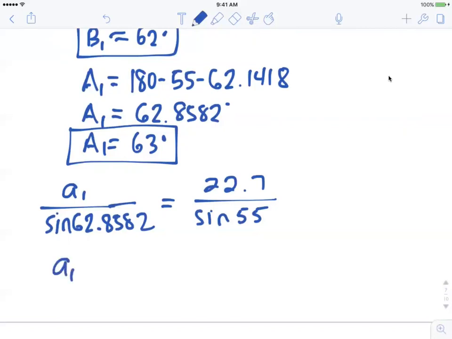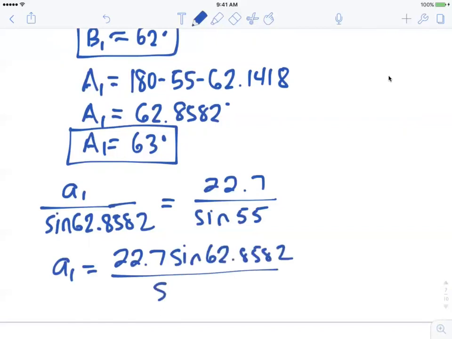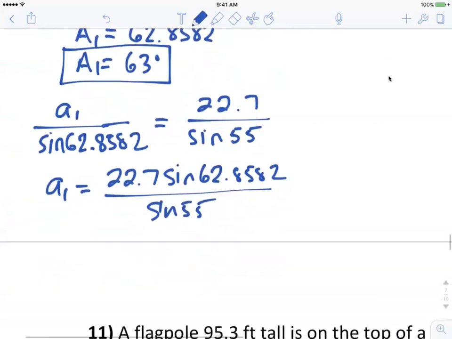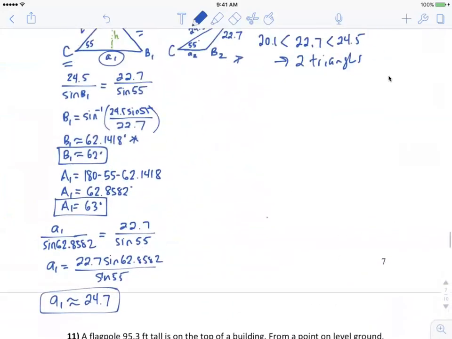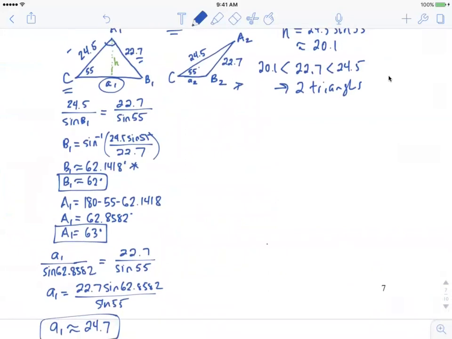So then A1, algebraically, I'm going to multiply both sides by the sine of 62.8582. I have 22.7 times sine 62.8582 all over sine 55. And that is approximately, let's see, on my calculator, I'm getting 24.7 if I round to one decimal place. And there's my A sub 1. Okay, so that's the acute triangle.